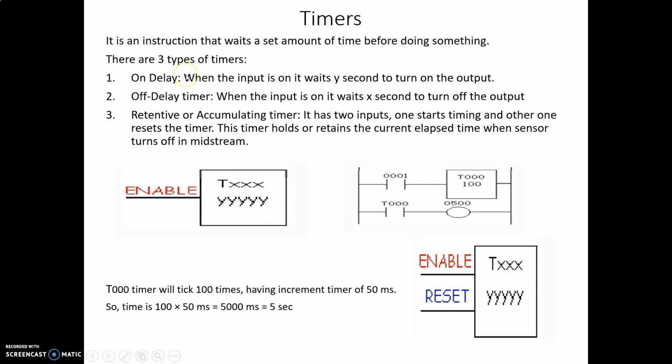The first one is the on delay. What do you mean by on delay? Now if you take the example of, let's say, an open switch and a lamp, they are both connected in series. Normally, when you push the switch, it becomes a closed switch and the lamp gets turned on, right? Now if I place a timer in between them: open switch, timer, and the output, that is the lamp.